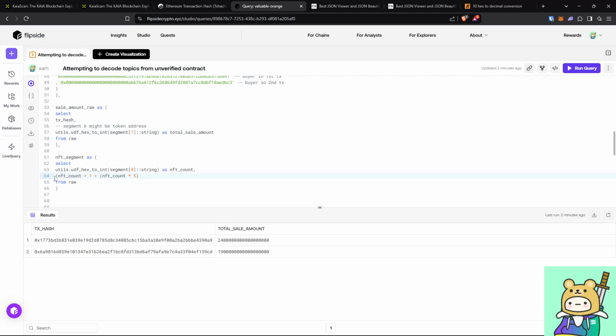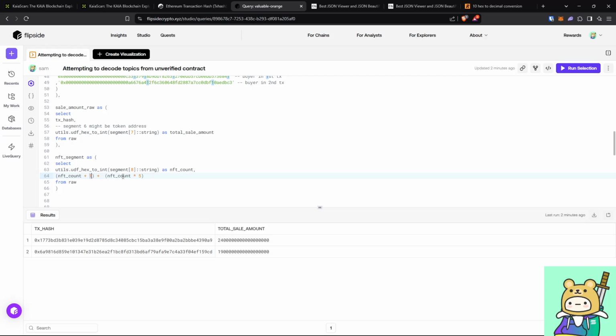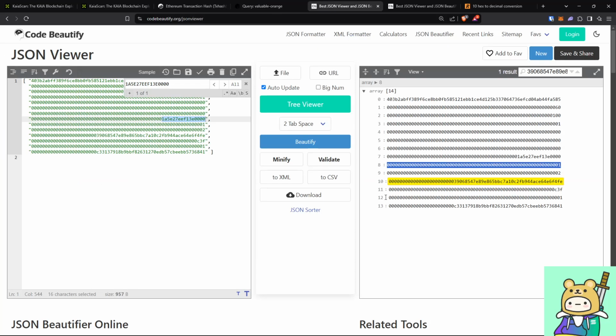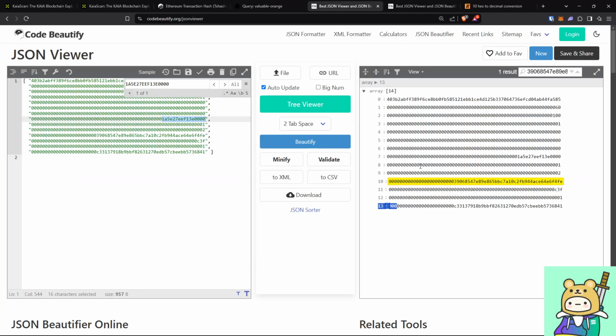Let's see if that makes sense, right? So NFT count is 1. So not plus 1, plus count is 8, right? So it should be 8 plus 8, right? So segment 1 plus 8 is 9, 9 plus 5 is 14, and this is wrong. So that means we just count this as like 7. Now NFT count is 1.